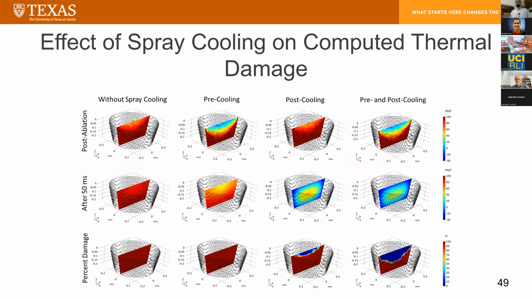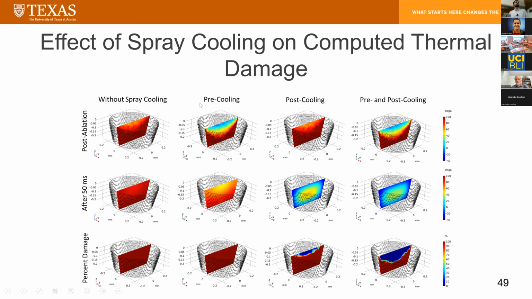So here's some results from our model. The first case on the left is without spray cooling. This is the temperature predicted in the tissue at the end of the laser pulse. You can see there are high temperatures generated, which very rapidly damage the tissue. And on the bottom here is a percent damage, where red is 100% damage.